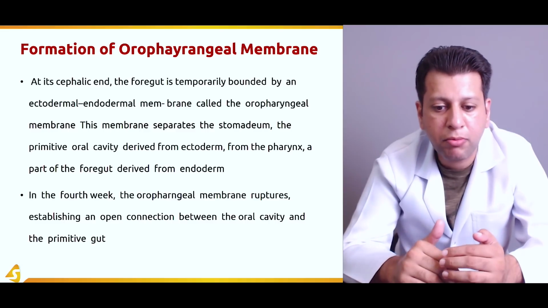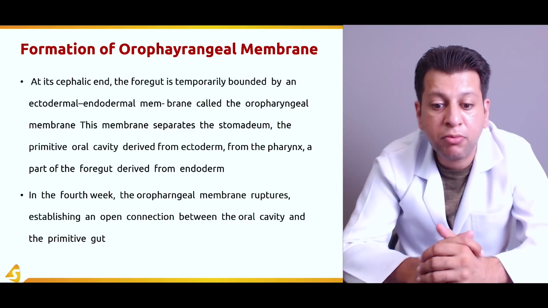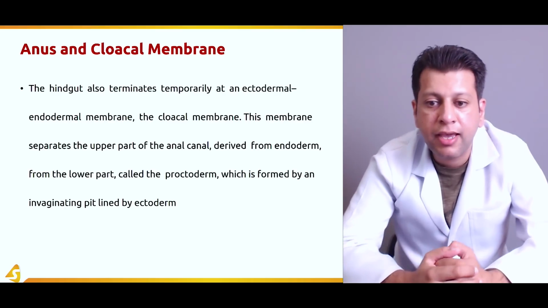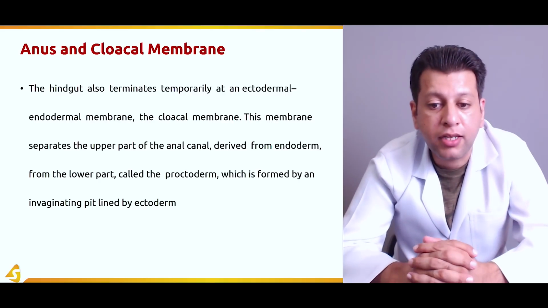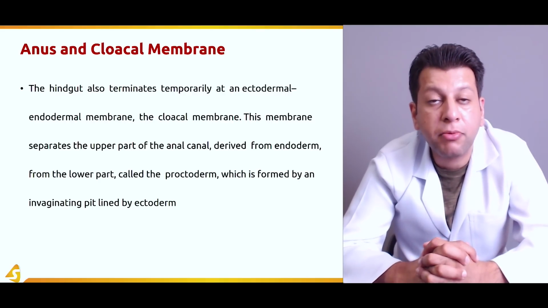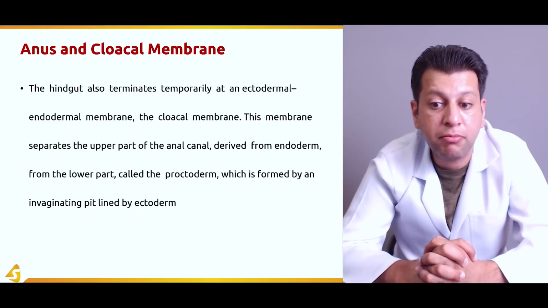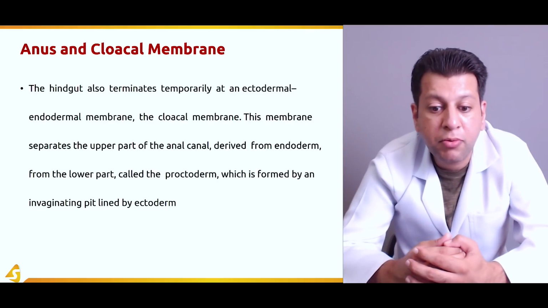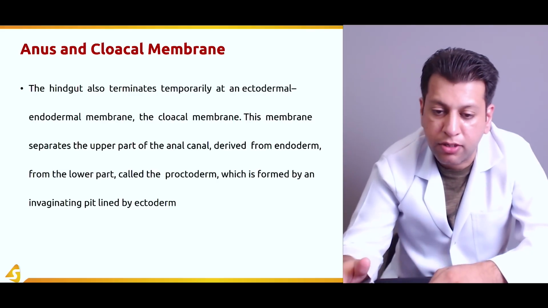Similarly, the cloacal membrane. In the fourth week, the oropharyngeal membrane also ruptures, establishing an opening between the oral cavity and the primitive gut. And the anus and cloacal membrane in the hindgut also terminates temporarily at the endodermal-ectodermal membrane, the cloacal membrane. This membrane separates the upper part of the anal canal, which is derived from endoderm, from the lower part, which is derived from proctoderm, a derivative of ectoderm, formed by an invaginating pit lined by ectoderm.